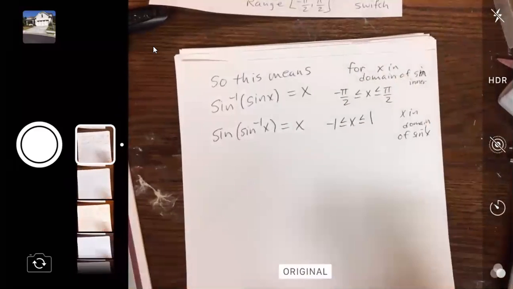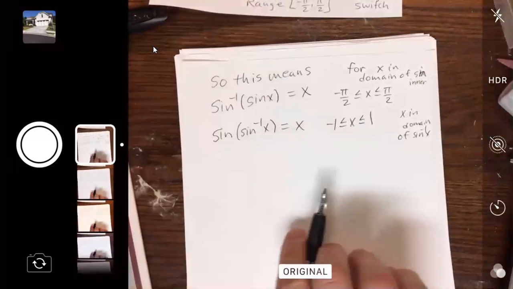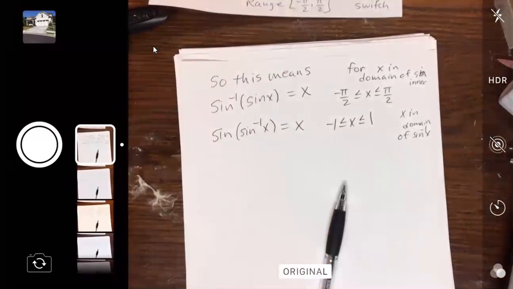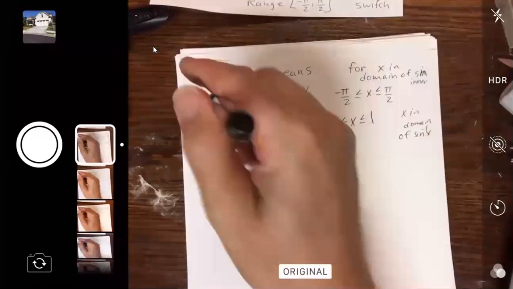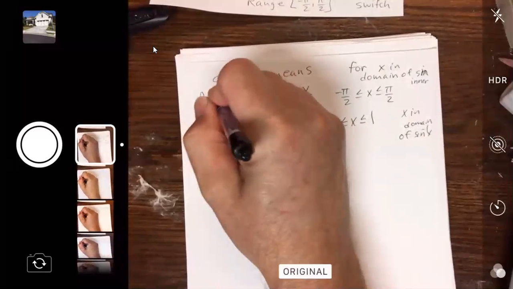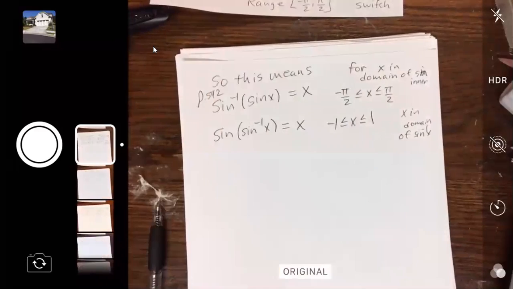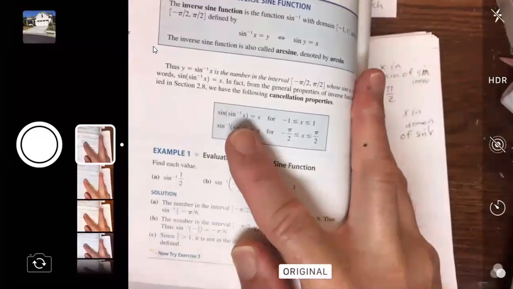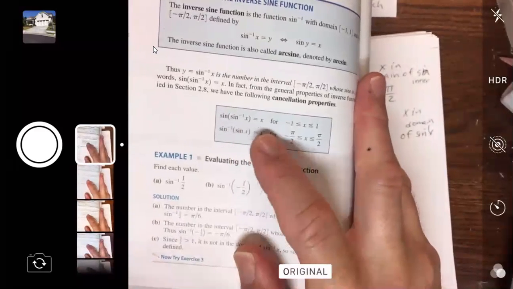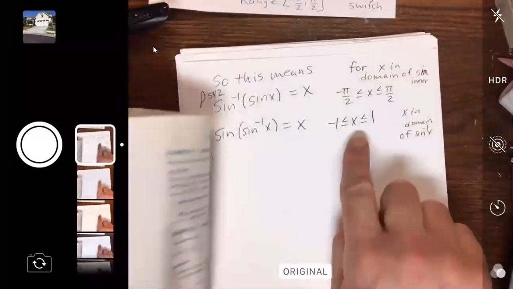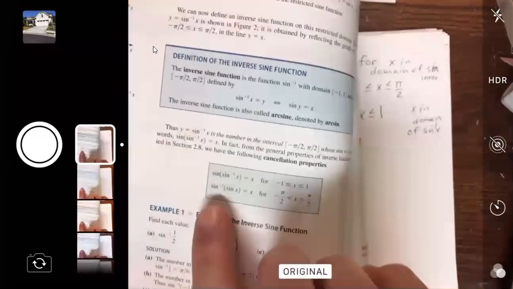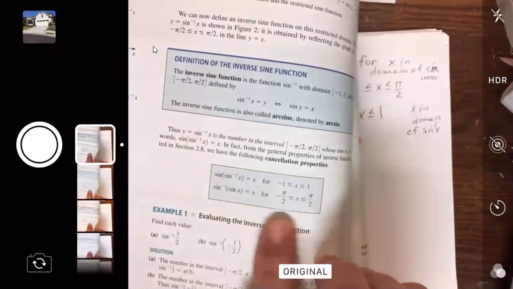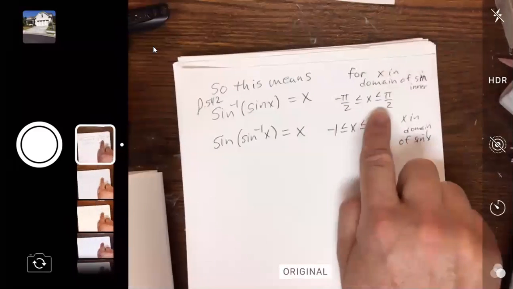All right, again, this gets very technical, so let's see if I've got it right. This is off page 542. You punch the keys in that order, sine of arcsine of x: -1 to 1. Is that what I got? Yep. And arcsine of sine, in that order, I've got it reversed: negative pi over 2 to pi over 2, and that's what I've got there.